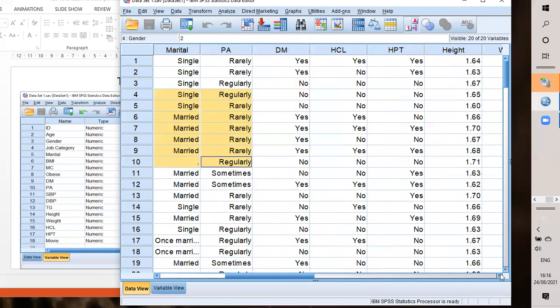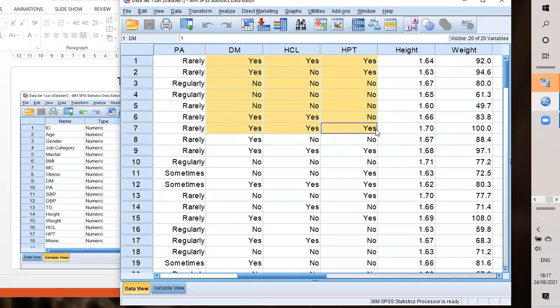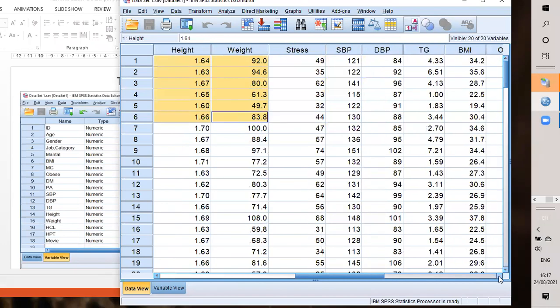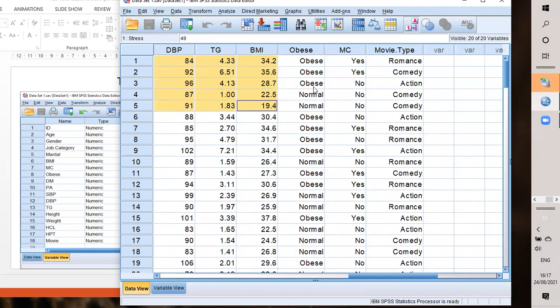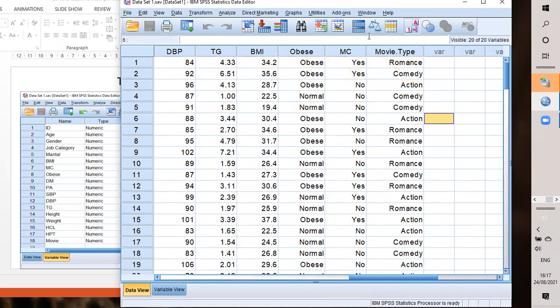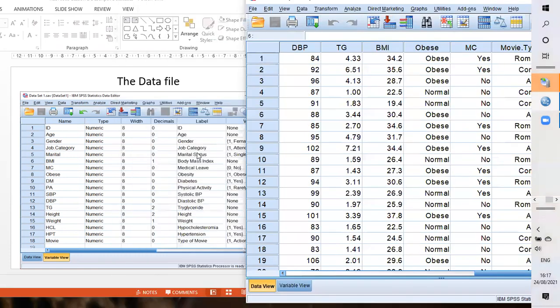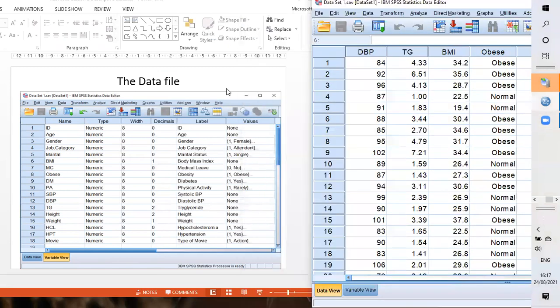Are they all qualitative? Yes. What about this? Quanti or quali? Quanti. All this? Quanti. All this? Quali. So data can be quanti or quali. For quanti, how to describe it? For quali, how to describe it? That's what I'm going to do. So that's my data.